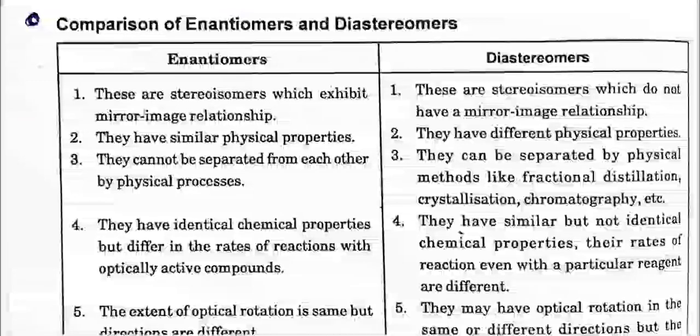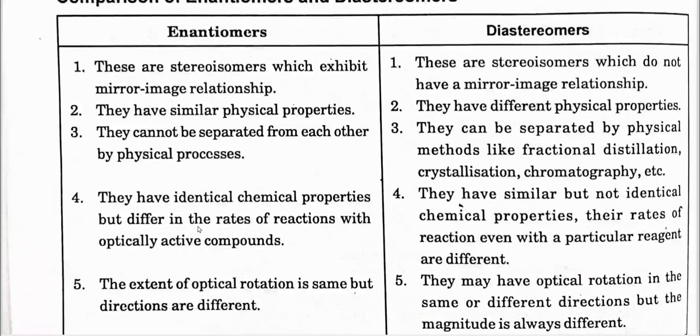Enantiomers are stereoisomers which exhibit a mirror image relationship. Diastereomers are stereoisomers which do not have a mirror image relationship. Enantiomers have similar physical properties. Diastereomers have different physical properties. Enantiomers cannot be separated from each other by physical processes, and diastereomers can be separated by physical methods like fractional distillation, crystallization, chromatography, etc.